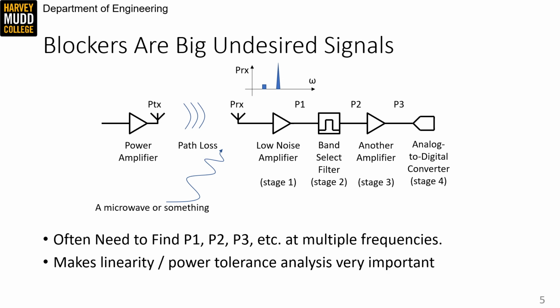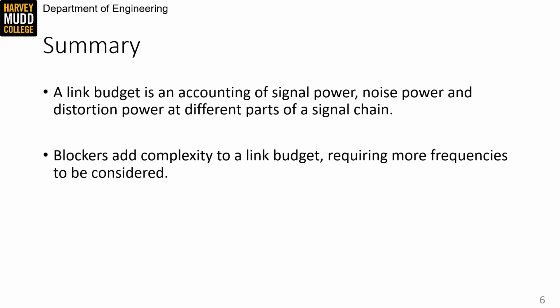So in summary, a link budget is an accounting of signal power, noise power, and distortion power at different parts of a signal chain, and blockers add complexity to a link budget, requiring more frequencies to be considered.